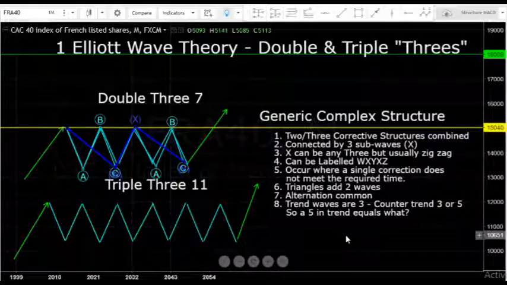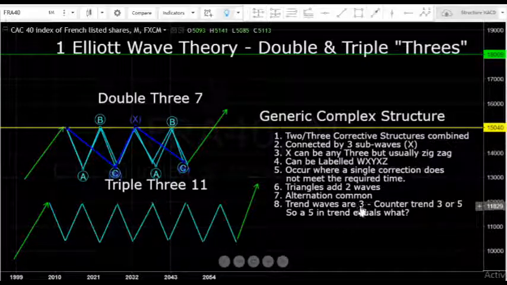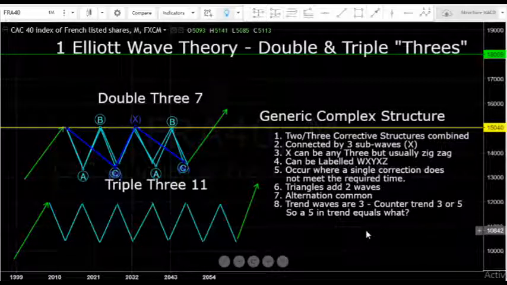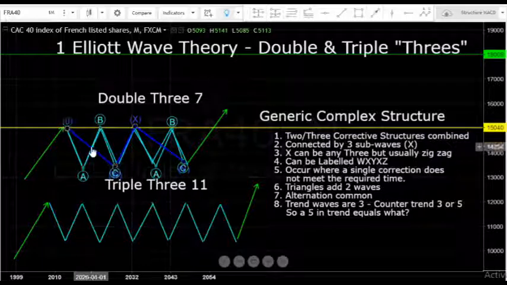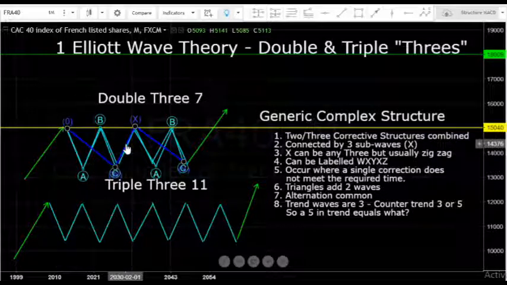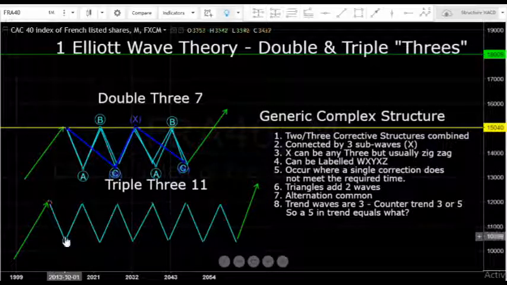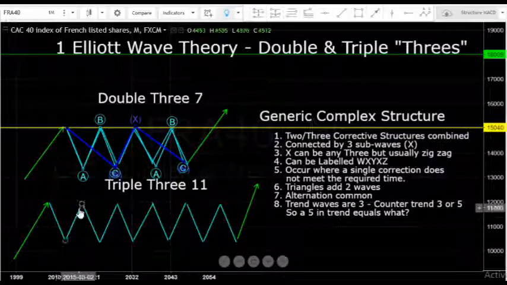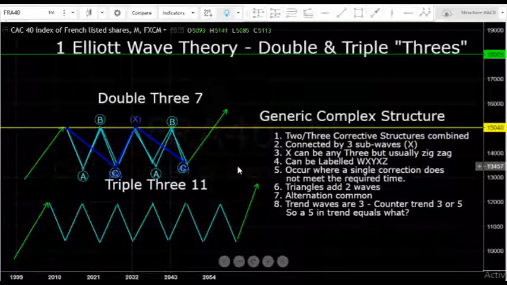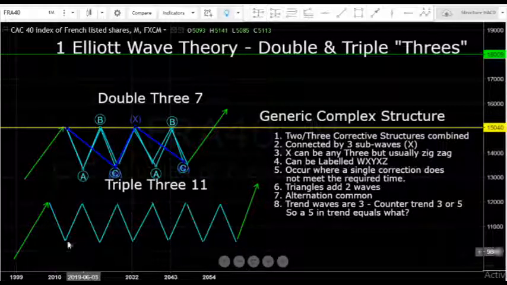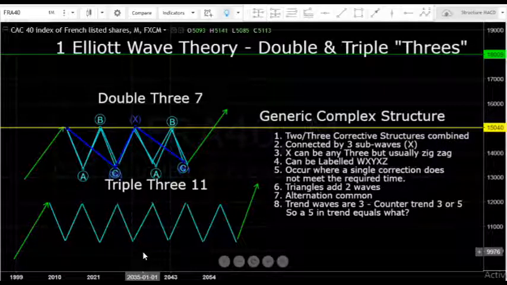And the final point I want to make is that trend waves are 3s, counter trend waves are 3s or 5s. What do I mean by that? Well, a trend wave is a B or an X. Trend comes up, we get an A, counter trend. We get a B, trend, counter trend, trend, counter trend. Okay, so that's what we mean by that. So what's the importance of that?